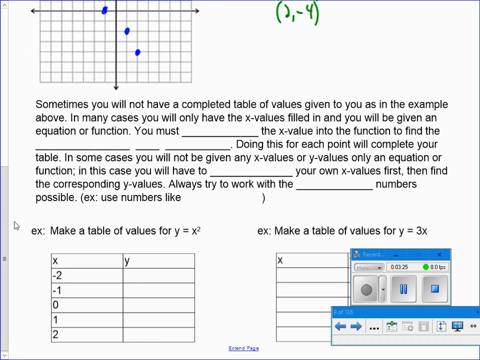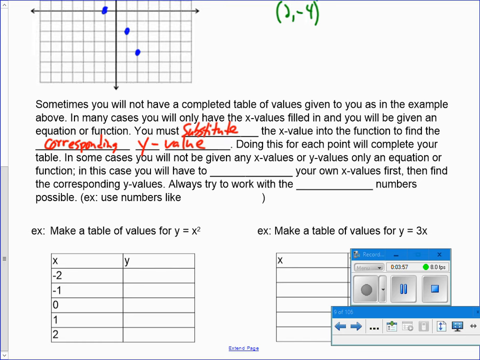How you do that is you have to substitute the x value into the function or equation to find the corresponding y value. That means the y coordinate that goes with that x coordinate. So if you do this for each point, keep repeating this over and over again, you're going to be able to fill out your table.